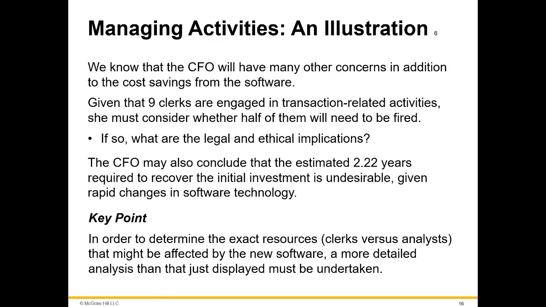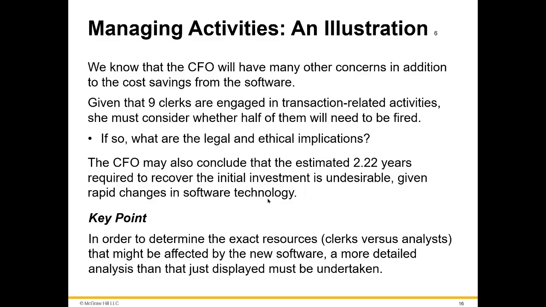So the CFO has many concerns. It's not all just cost. If 9 clerks are engaged in transaction related activities, she must consider whether half of them will need to be fired. How's that going to help morale at the company? Is that what they want to be doing? Are there legal and ethical implications to that firing? The CFO may also conclude that the estimated 2.22 years required to recover the investment is too long because software is consistently changing. And if we wait 2 years, then maybe there'll be a better product after that time.